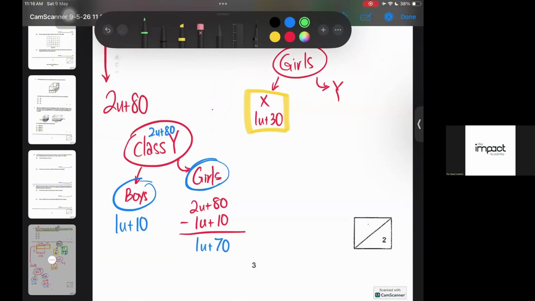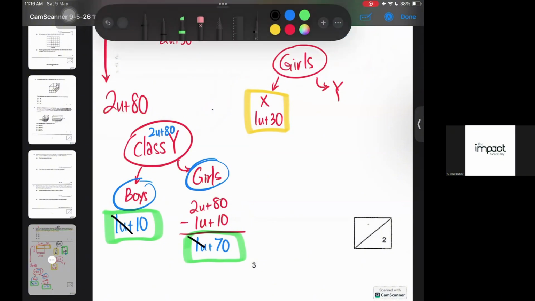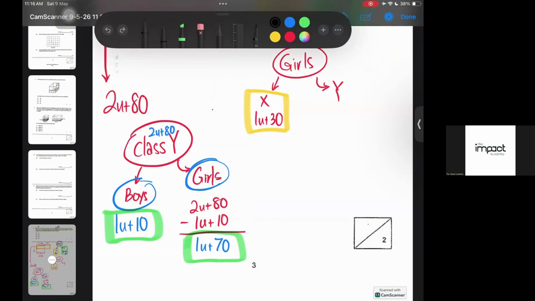In class what? So what is the difference between this and this? 60. Very good. Who saw that? Very, very good. Look at boys in class Y. It's 1 unit plus 10, right? Then how many girls in class Y? 1 unit plus 70, right? But if 1 unit and 1 unit means they both have something the same, right? These two is the same, right? We don't need to care about what is the same, right? So difference. 70 minus 10. Very good.